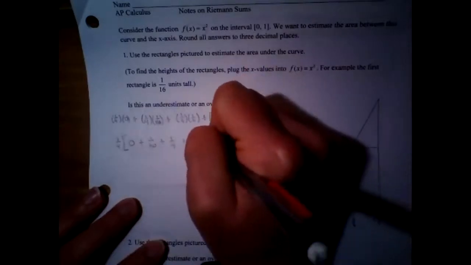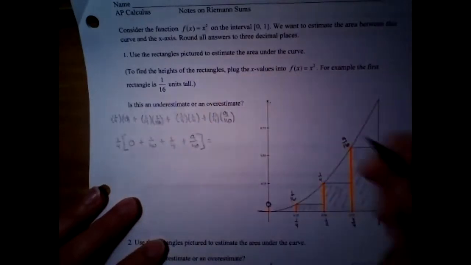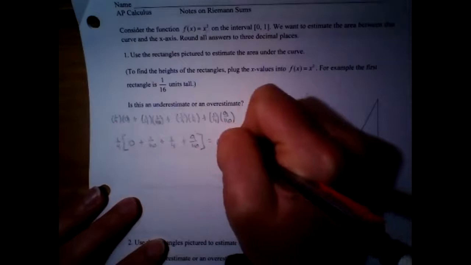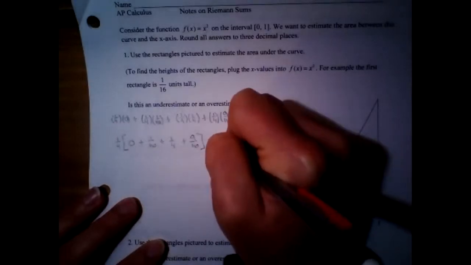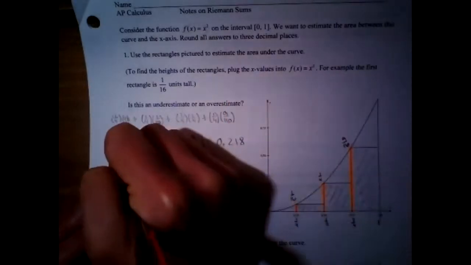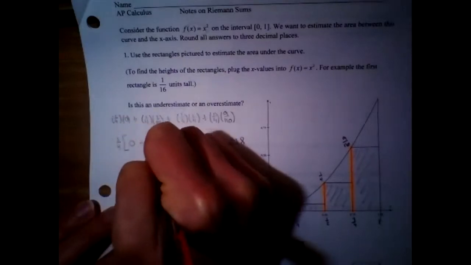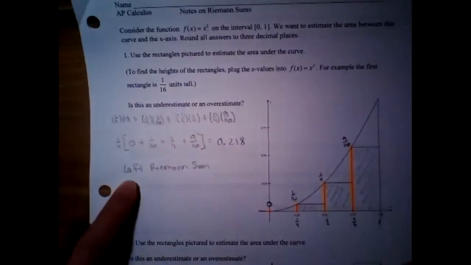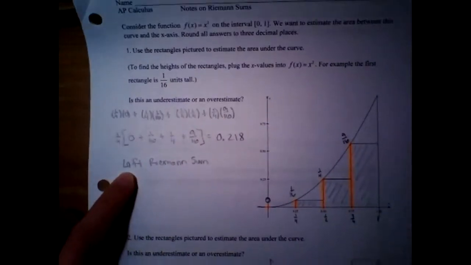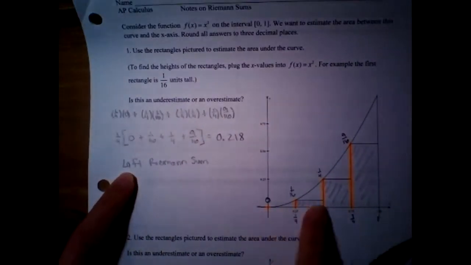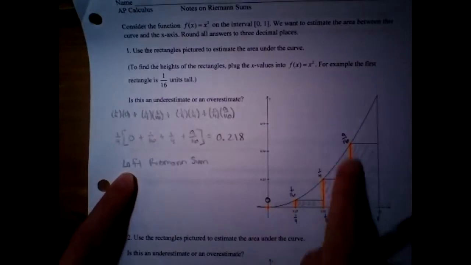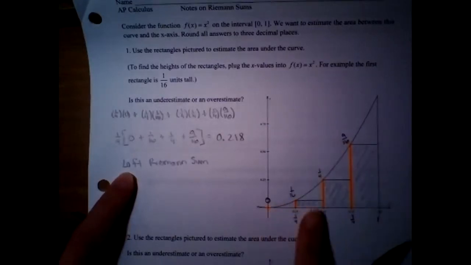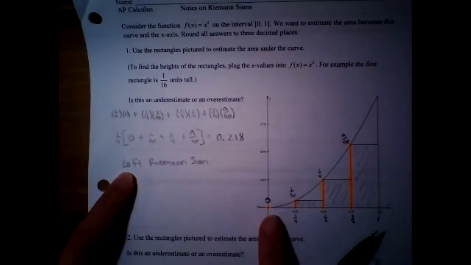Now, for the sake of time, I have this answer written down. If you type this in the calculator, you are going to get 0.218. And what we just did is called a left Riemann sum. And the reason it is called a left sum is we used the left side of each of the sub-intervals to get the height.